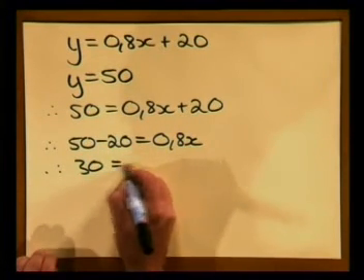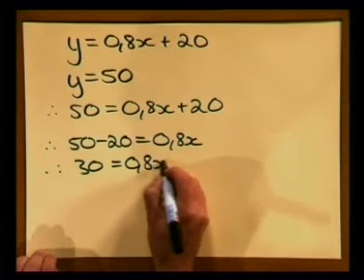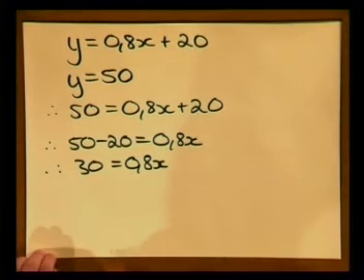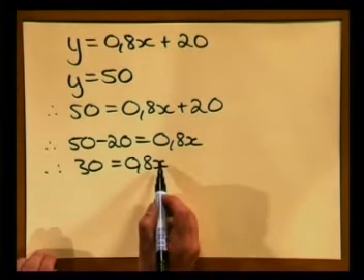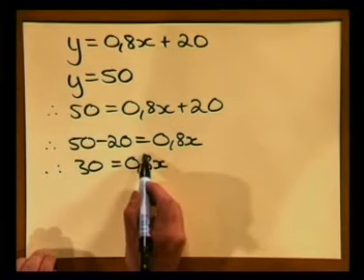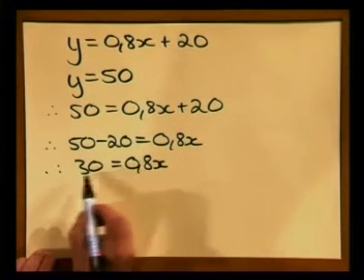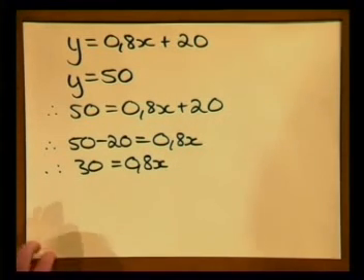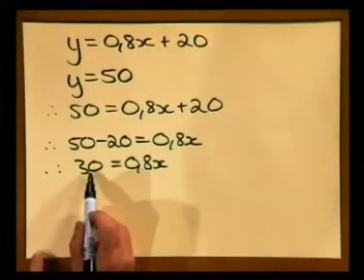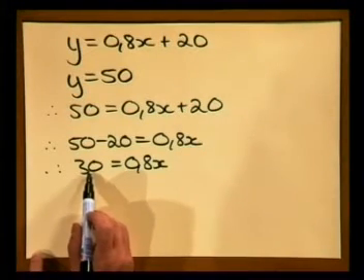Therefore 30 is equal to 0,8x. So that means that the number of minutes, or x, multiplied by the cost per minute, or 80 cents, is equal to the total of 30 Rand. We can estimate our answer. 10 minutes at 80 cents per minute is a total of 8 Rand, but that is much less than the 30 Rand total that we need.